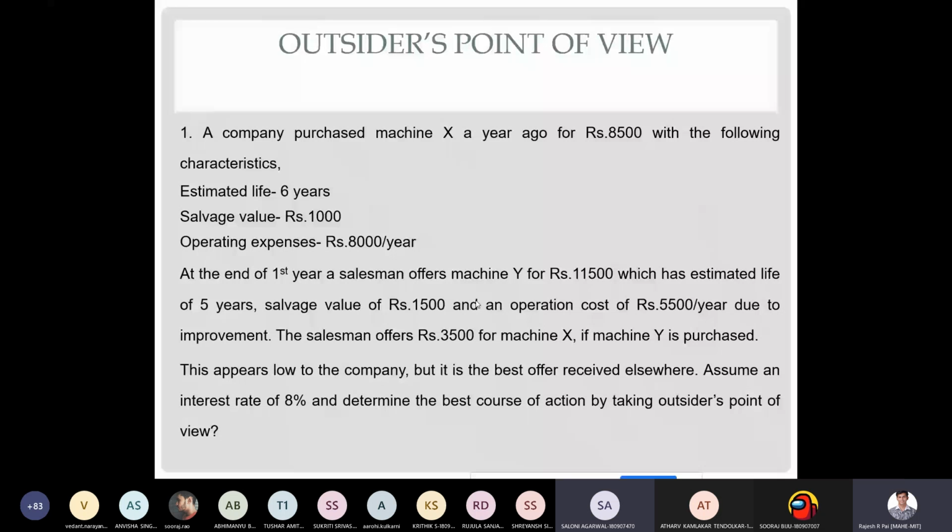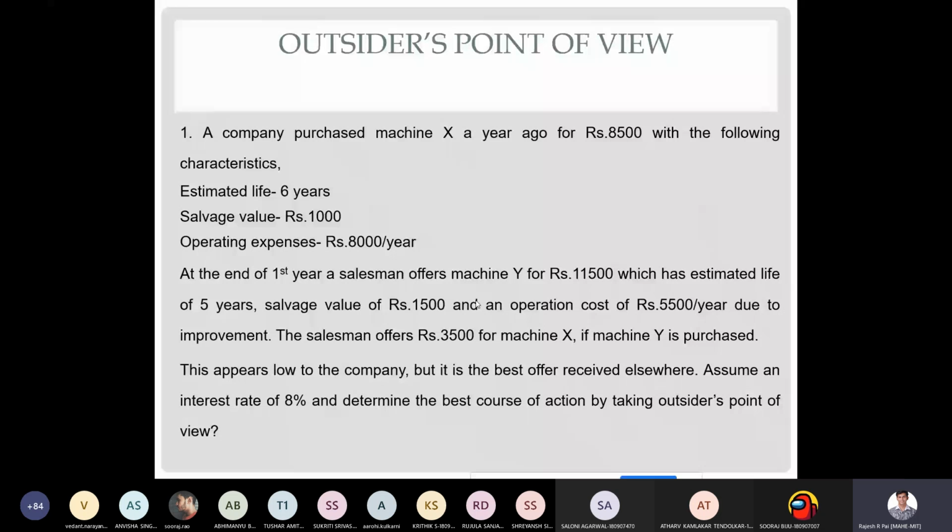A company purchased Machine X a year ago for rupees 8,500 with the following characteristics. Estimated life is 6 years. Salvage value is rupees 1,000. Operating expenses is rupees 8,000 per year.